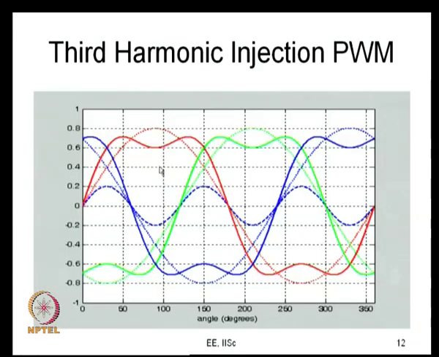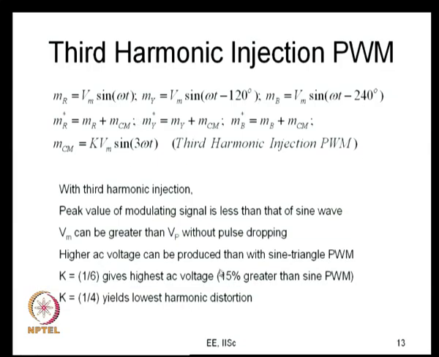So, in the previous case, with MR star peak value being less than plus Vp or minus Vp, the highest value of Vm that you can get is greater than Vp. In fact, that value will be equal to 2 by root 3 times Vp when you take k equal to 1 by 6. So, Vm can be greater than Vp. So, you can produce higher AC voltage with this than what you can produce with sine triangle PWM, and k equal to 1 by 6 gives the highest possible value, that is Vm can be 2 by root 3 times Vp. 2 by root 3 is roughly 1.15, and so you can get 15% greater AC voltage than sine triangle PWM with the same inverter having the same DC bus voltage.